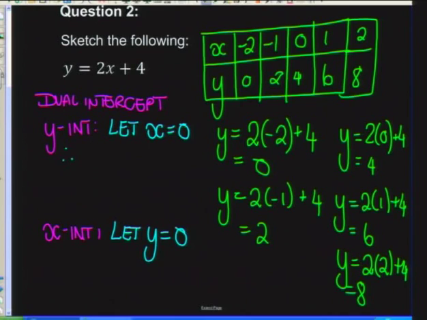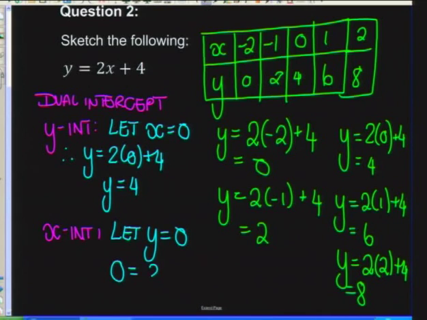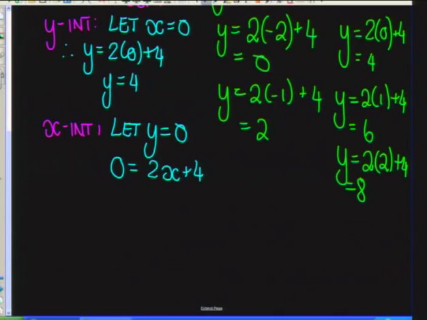So if I've got my equation, I'm going to say y is equal to 2 times 0 plus 4, which is going to give us just 4. And for the x-intercept, we make y 0. We want y to be 0, and that's equal to 2x plus 4. So I would land up with negative 2x is equal to 4, so x would be equal to negative 2. Okay, so let's plot this now.